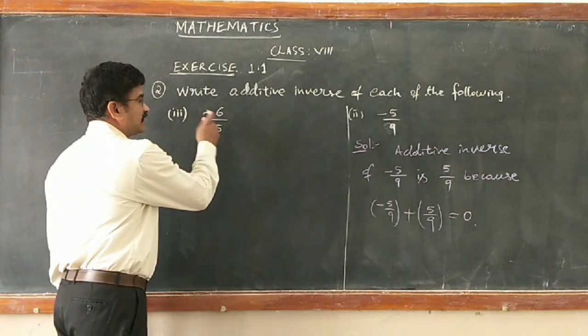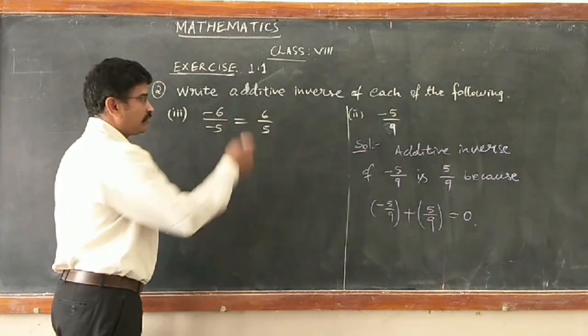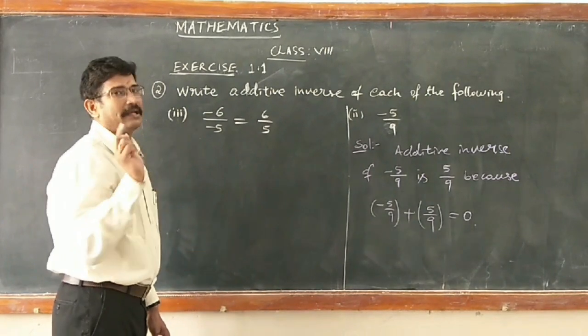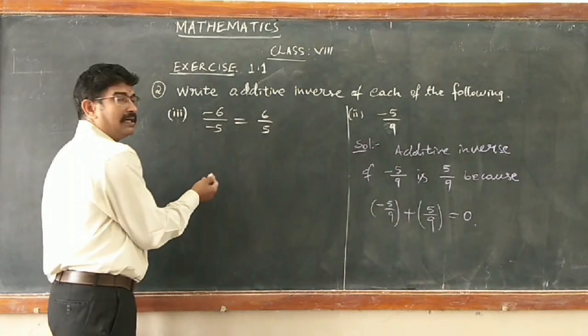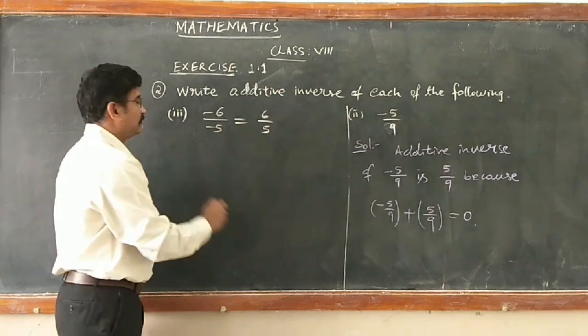So it is actually 6 upon 5 only. So this will have additive inverse as negative. That is the question number 3, which you have to write how I have done.